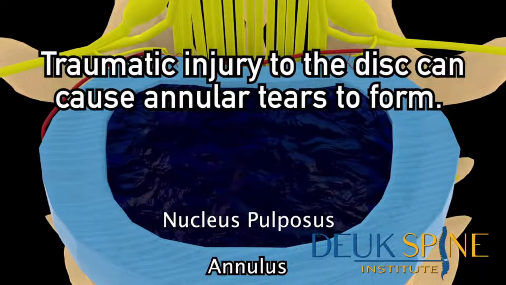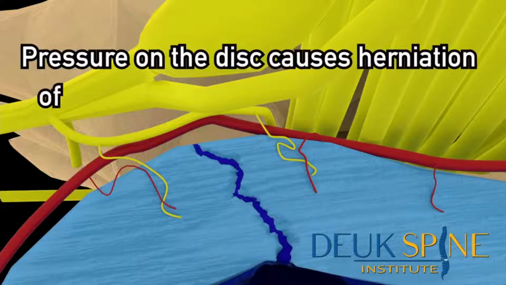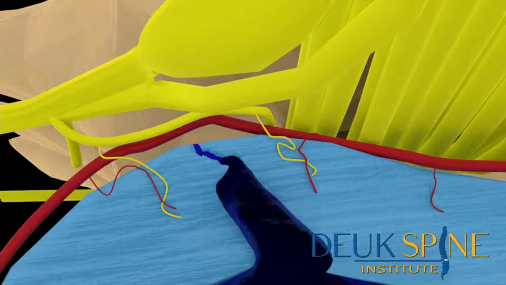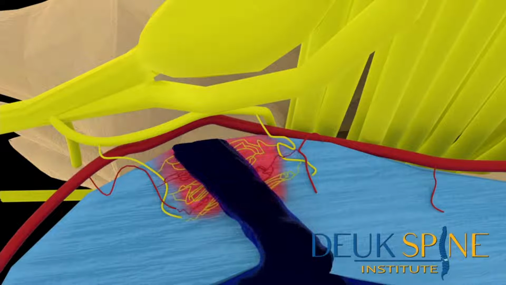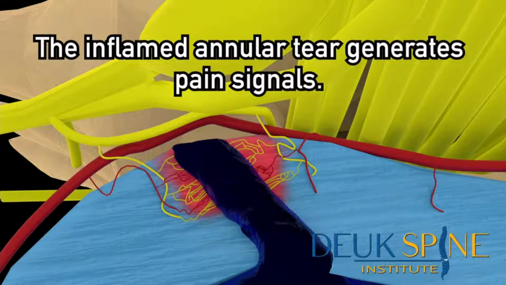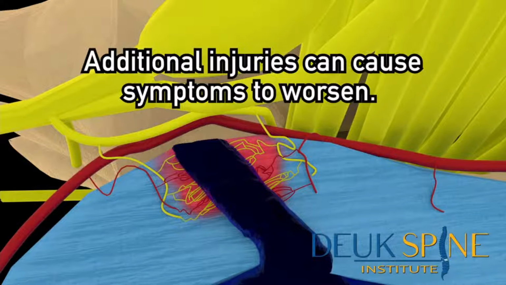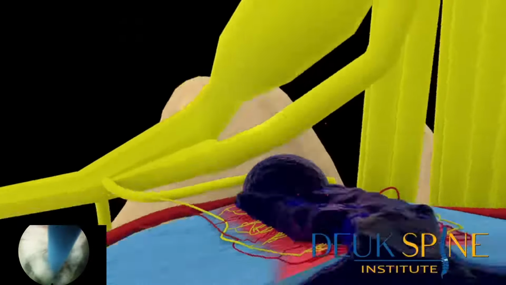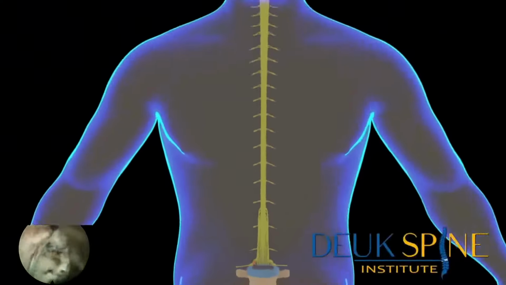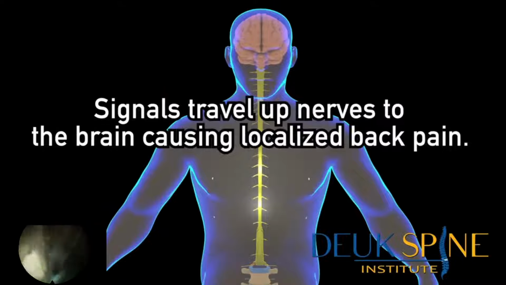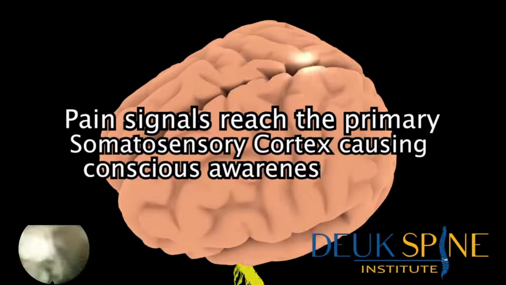Traumatic injury to the disc can cause annular tears to form. Pressure on the disc causes herniation of the nucleus pulposus through the annular tear. Inflammatory tissues develop within the annular tear, causing back pain. The inflamed annular tear generates pain signals. Additional injuries can cause symptoms to worsen. Inflammation from the annular tear can spread to nearby nerve roots, causing leg pain. Signals travel up nerves to the brain, causing localized back pain. Pain signals reach the primary somatosensory cortex, causing conscious awareness of pain.